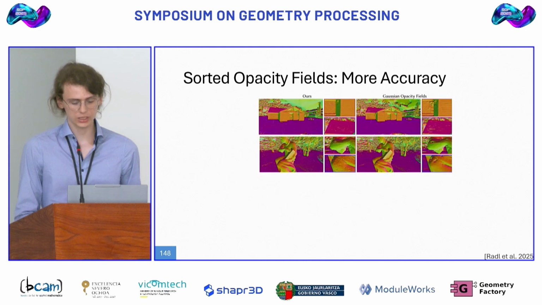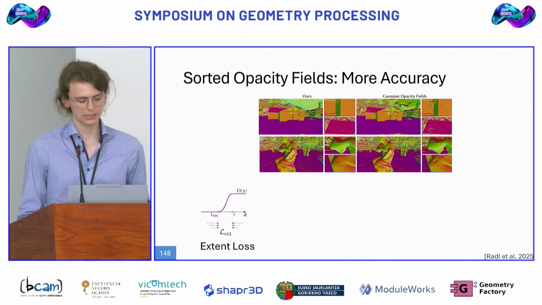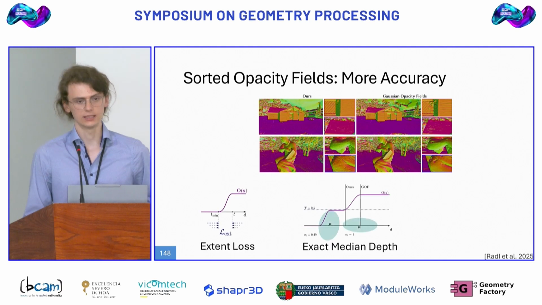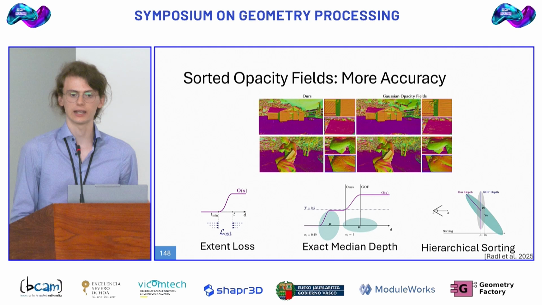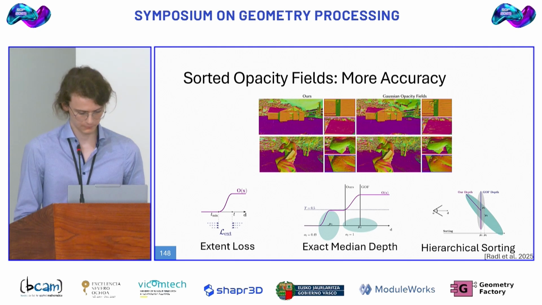Also, we have shown that introducing some of the more accurate rendering methods that we have discussed here, like the extent loss, the exact median depth, and also the hierarchical sorting, in general also leads to a better mesh construction.